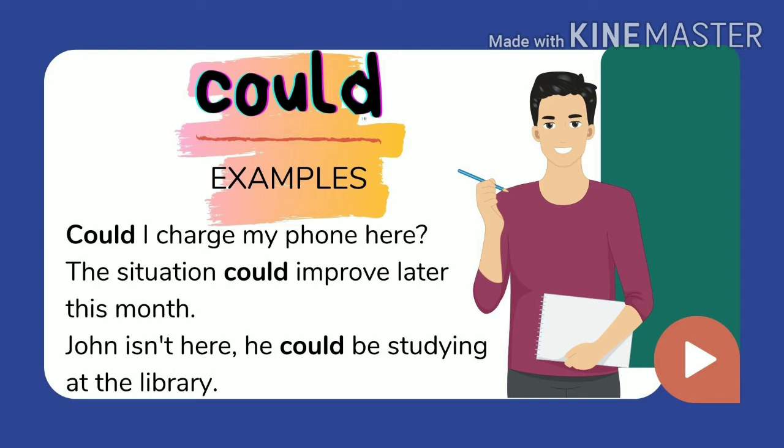John isn't here. He could be studying at the library. So in here, you are unsure, okay? You are unsure that John is at the library, but you are just stating a possibility that he might be at the library studying.